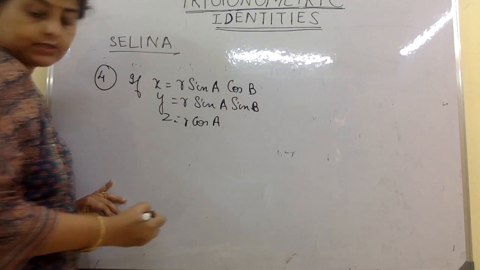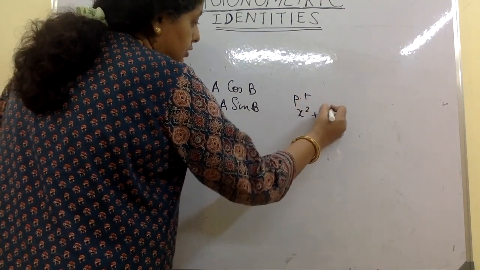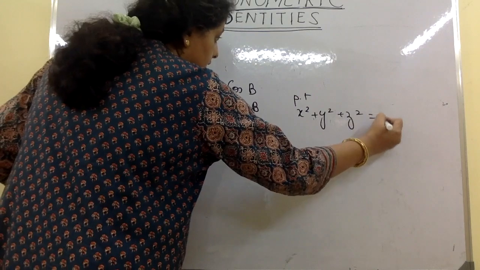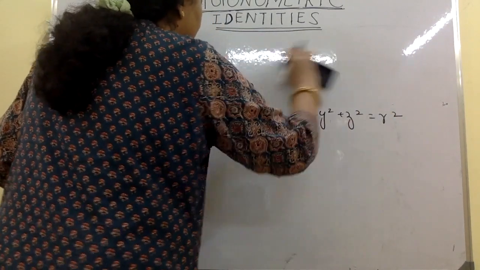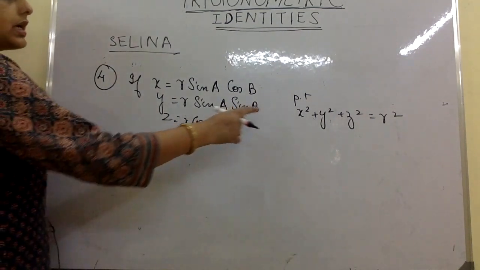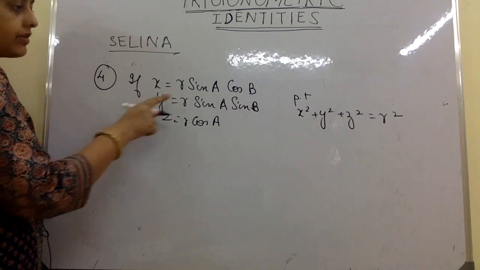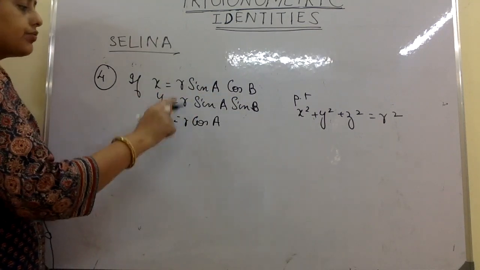X square plus y square plus z square, prove that x square plus y square plus z square is equal to r square. Let's see this sum. Okay, so now we have x square, we will make it x square. We have y square, this also we square. Z square, this also we square.